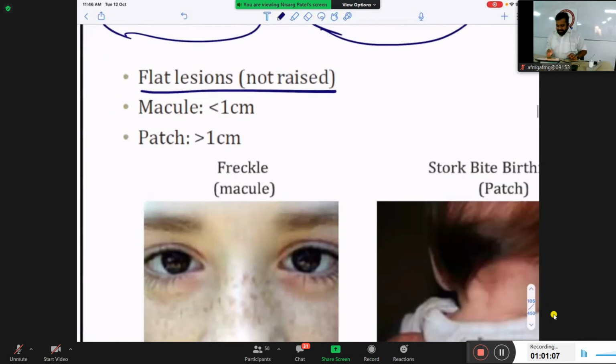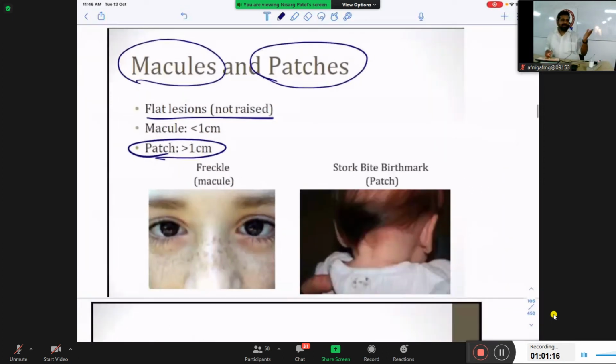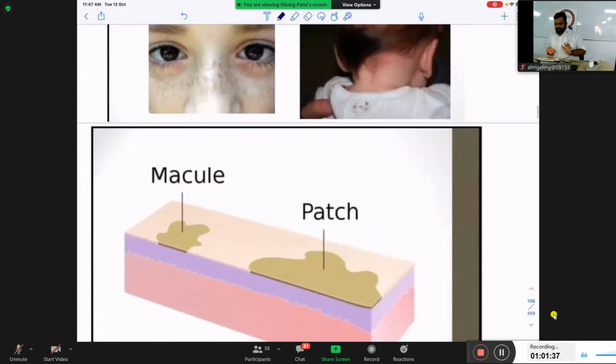But if this size is more than 1 centimeter, I will say hyperpigmented or hypopigmented patch on a particular area. Okay, so macule and patch. Sometimes they will give you a clinical question without any photo, right? So this term should be clear in your mind, because you will have seen the photo of the disease. You have to know what the description is. So this is a macule, this is a patch. The term is they are flat.